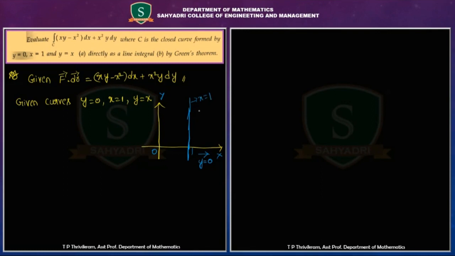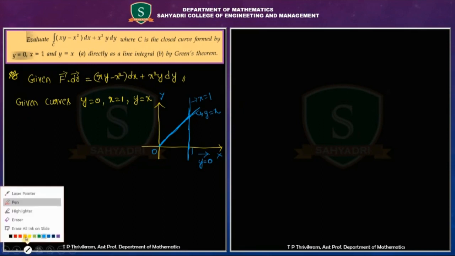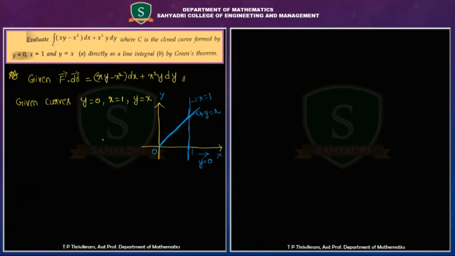Next, y equal to x. y equal to x means a straight line in the middle of the x and y axes. So this line is nothing but y equal to x. Okay, so now we need to find this area. Let us see how to find this. How will you find it through line integral? Yes, how will you find?